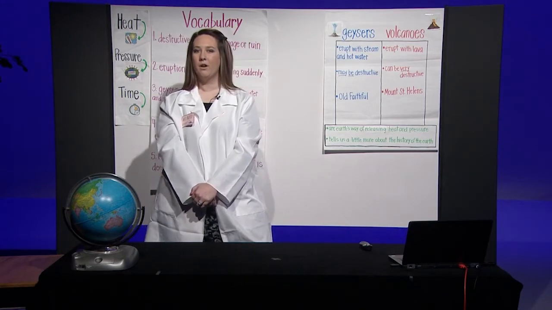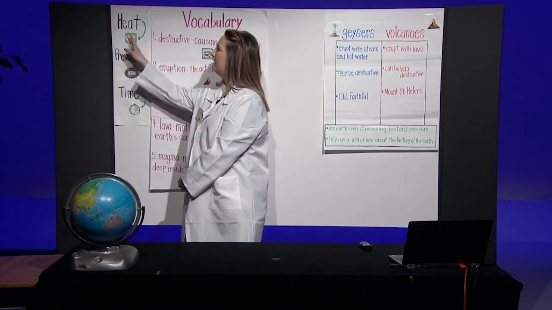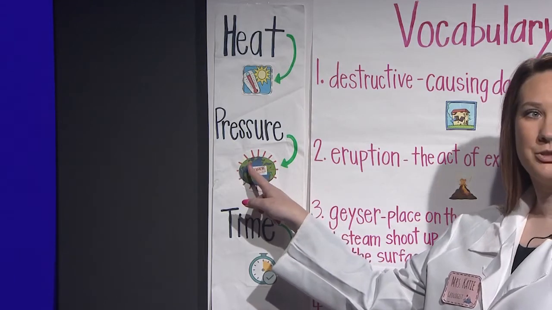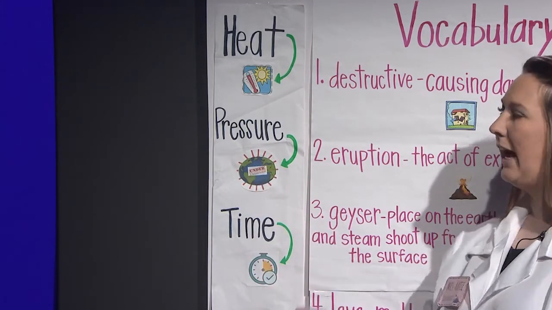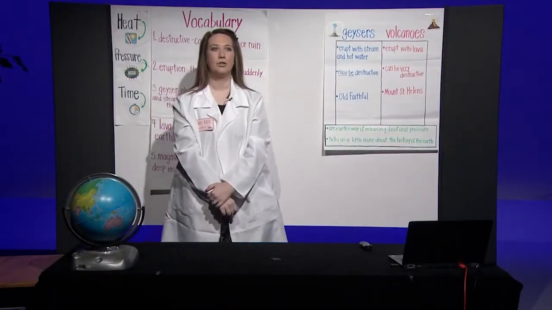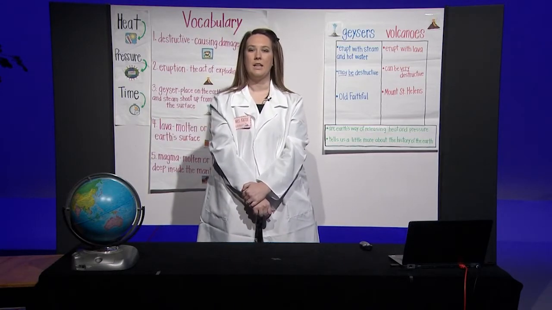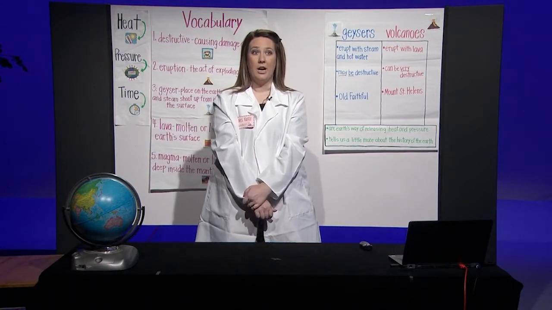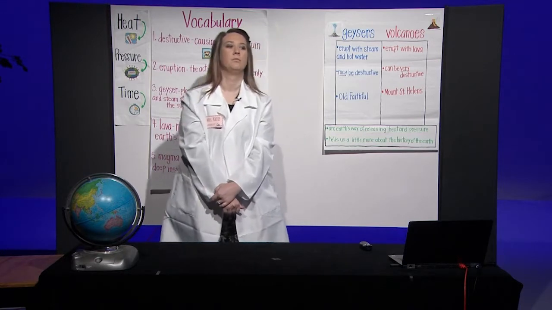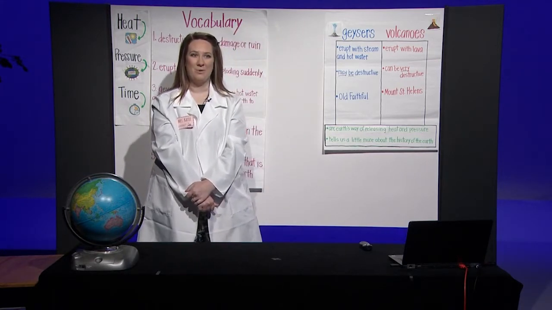Okay, so now we're going to look at three important words that we've talked about through all of these lessons. Our first word is heat, our second word is pressure, and our third word is time. Heat, pressure, and time are the three things that help or cause change to the earth. All right, so now let's get started with our read aloud.